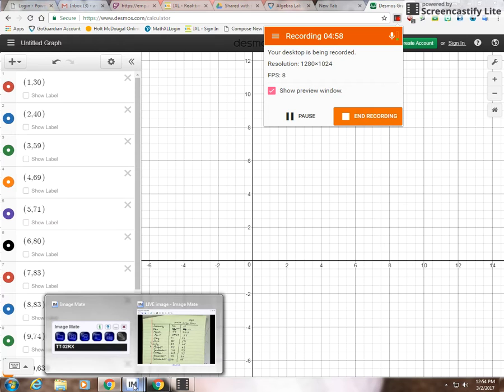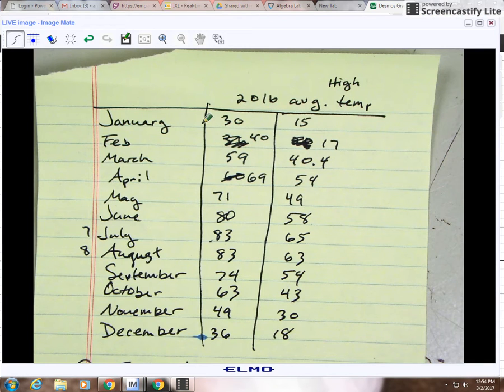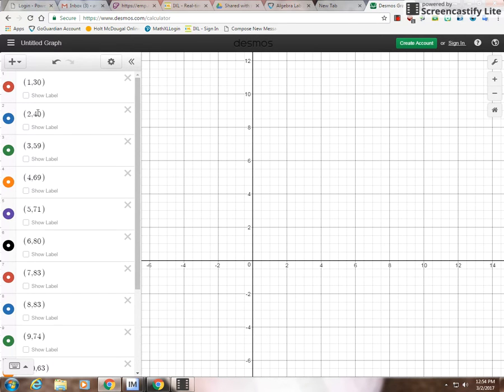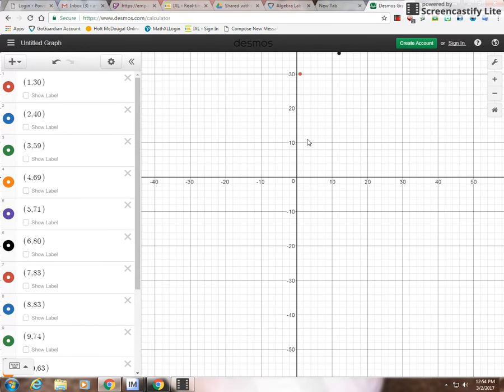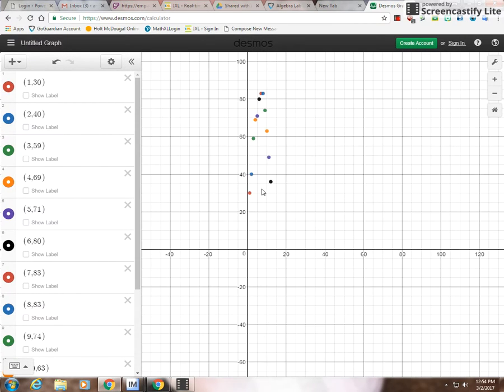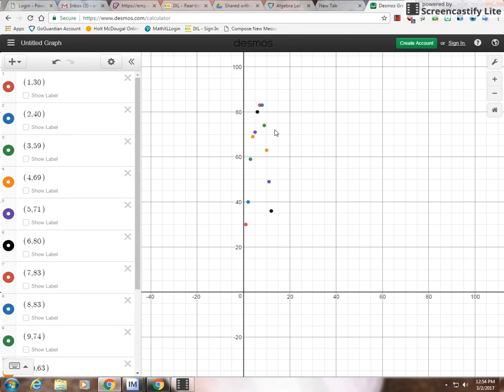All right, so I took all the data from this table that we had for the average highs and the months, and I put it into Desmos.com. January being 1 to 0.130, February 240, and so on and so forth. So it looks like this: 130, 240, 359. All those points, I had to zoom out on the graph, they're up here. And as you can see, we have part of a sine graph.